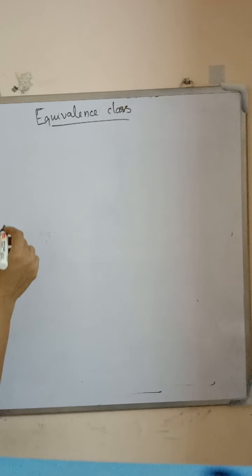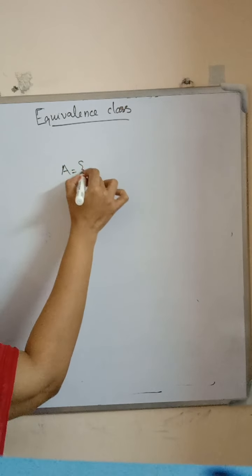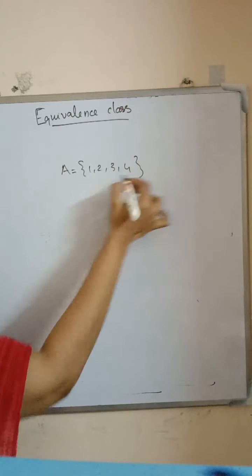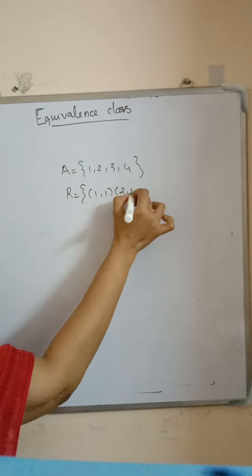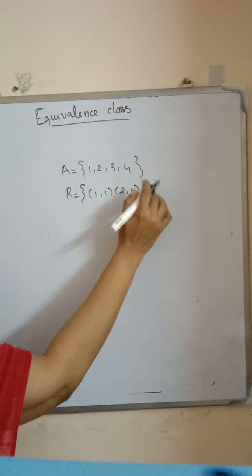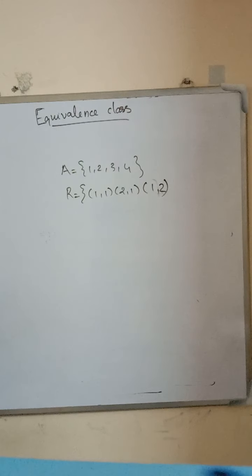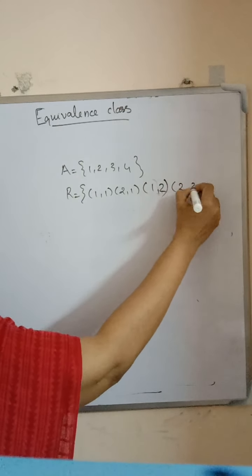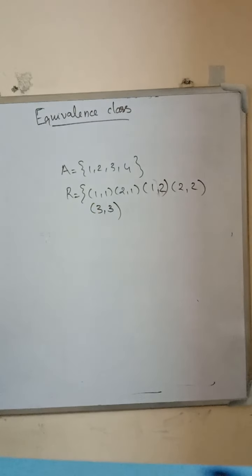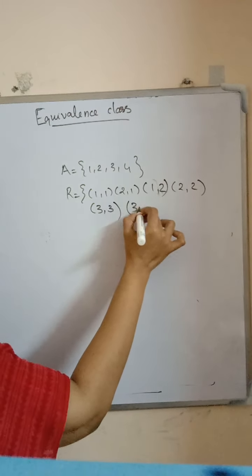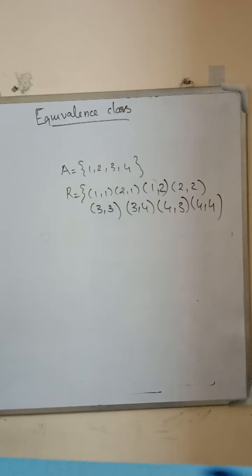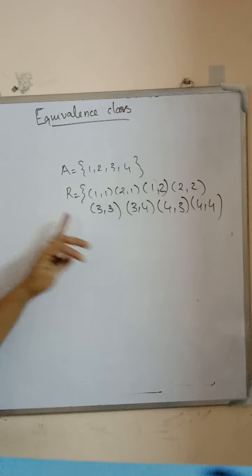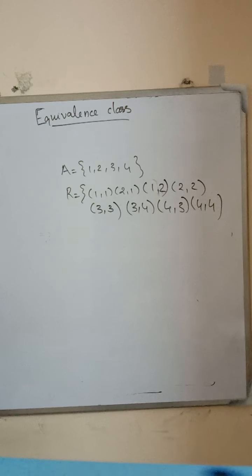For example, A is equal to the set {1, 2, 3, 4} and R is equal to the set {(1,1), (2,1), (1,2), (2,2), (3,3), (3,4), (4,3), (4,4)}. This is an equivalence relation since it is reflexive, symmetric and transitive.